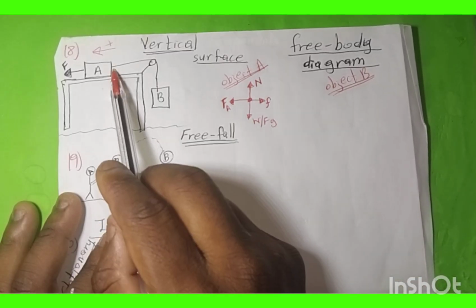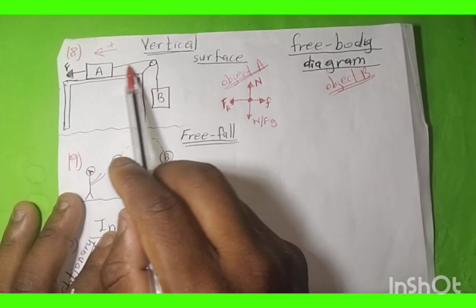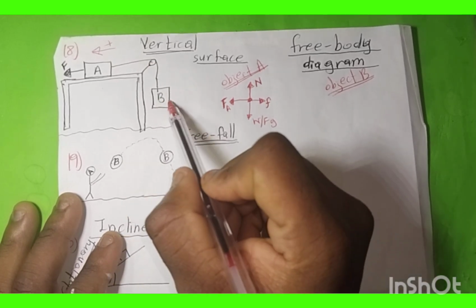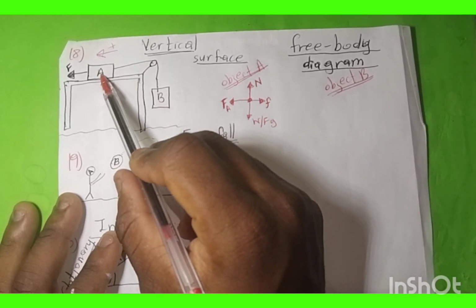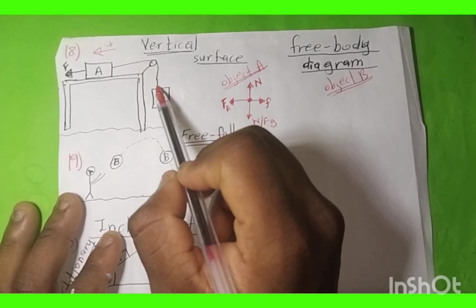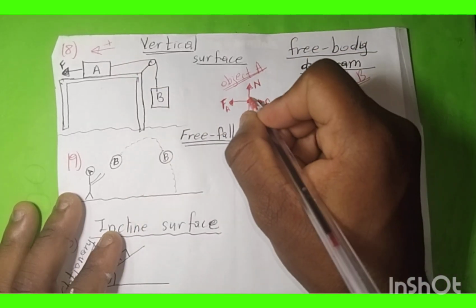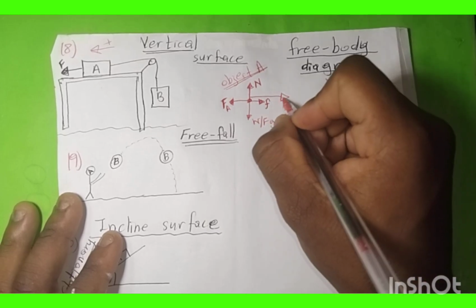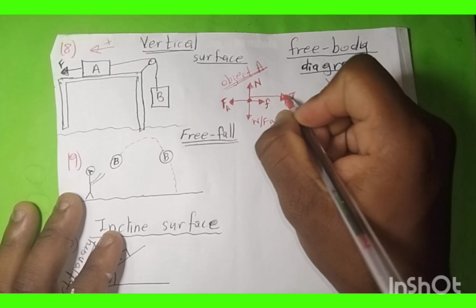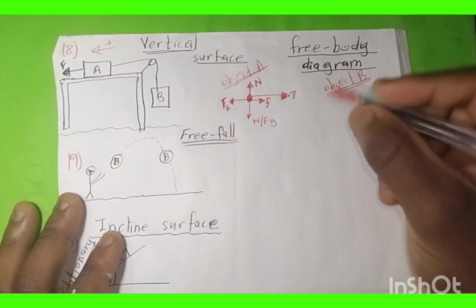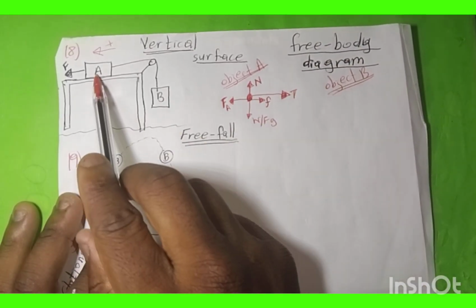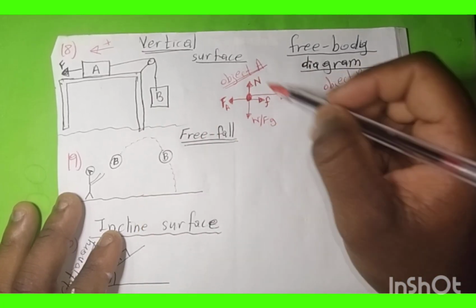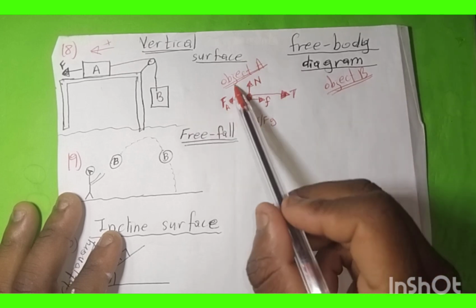But at the same time, you should understand that there is a rope, and that rope is connected to B. That B is pulling A with a rope. And the rope is what we call a tension force. This one is a tension force, which is pulling A by B. So that's how you draw the free body diagram of object A.